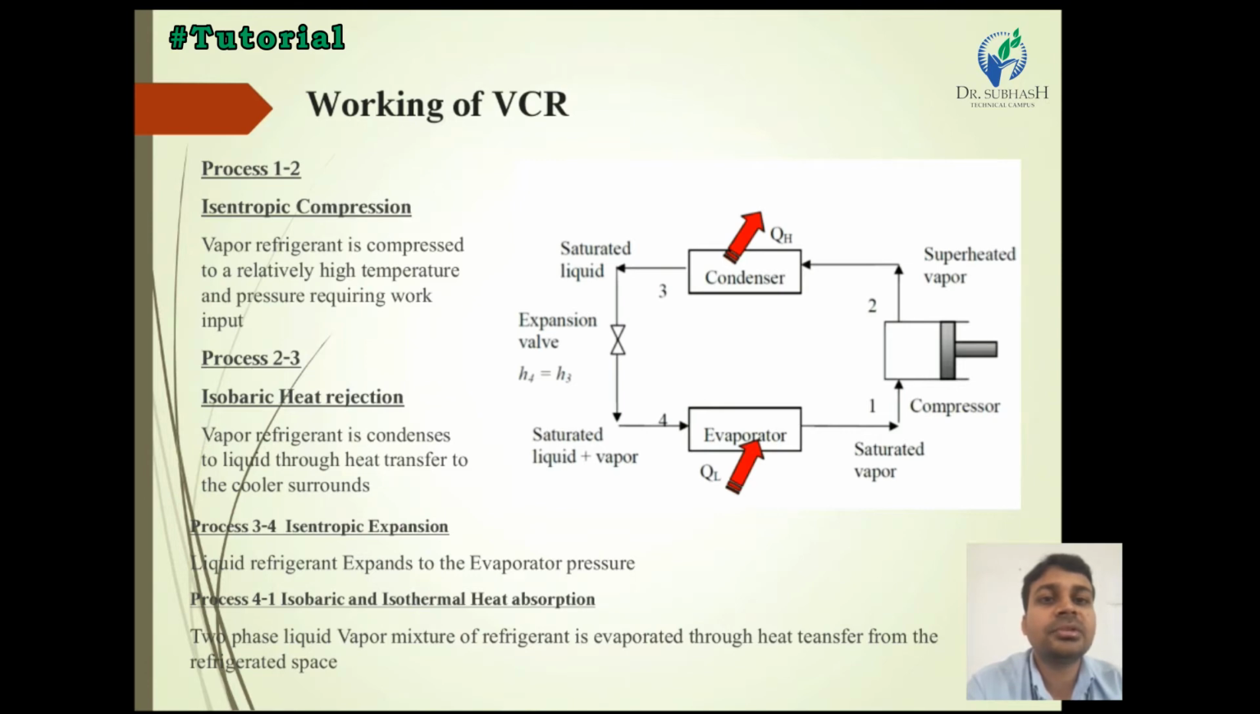The process 3 to 4 is isentropic expansion. During the isentropic expansion, the enthalpy of the refrigerant remains constant, and the temperature and pressure go down. The liquid refrigerant expands to the evaporator pressure, meaning a very high temperature drop and a very high pressure drop occur during the expansion valve. Then the process 4 to 1 is isobaric and isothermal heat absorption. This process occurs in the evaporator.